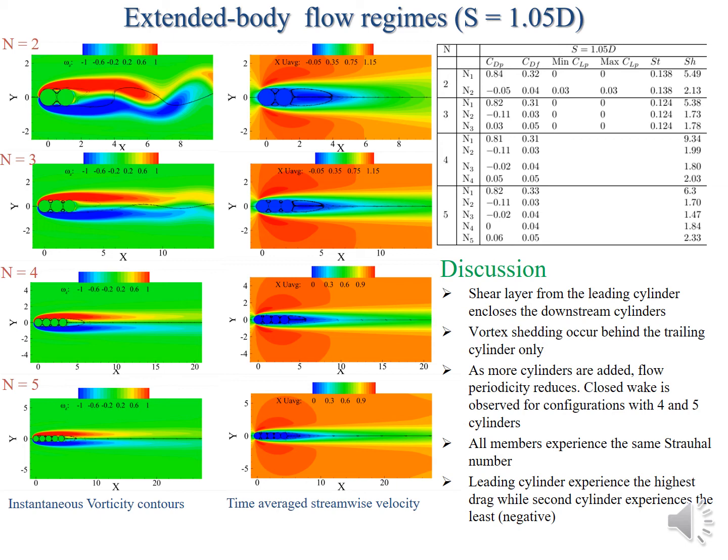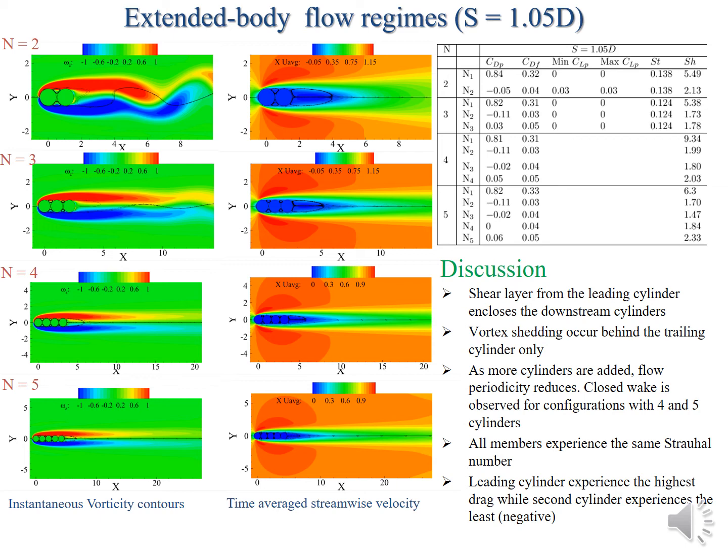But actually the lift coefficient, the lift force, is pretty much negligible in this flow regime for extended body flow. Finally, we see that the first cylinder, or the leading cylinder, experiences the highest drag, not as high as the isolated cylinder though, but it experiences the highest drag. And the second cylinder actually experiences negative drag.